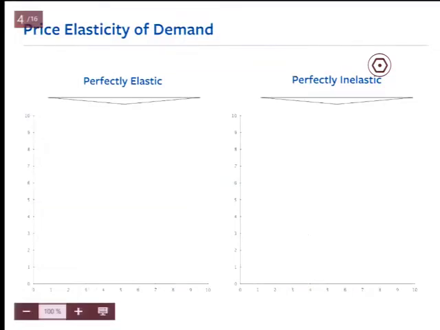I want to give you the 2 extremes, right? So we have very elastic demand curves, and we have very inelastic demand curves. We have relatively elastic and relatively inelastic and unitary elastic, and we're going to have so many elasticities, our head's going to start spinning. But let's start with the 2 extremes here.